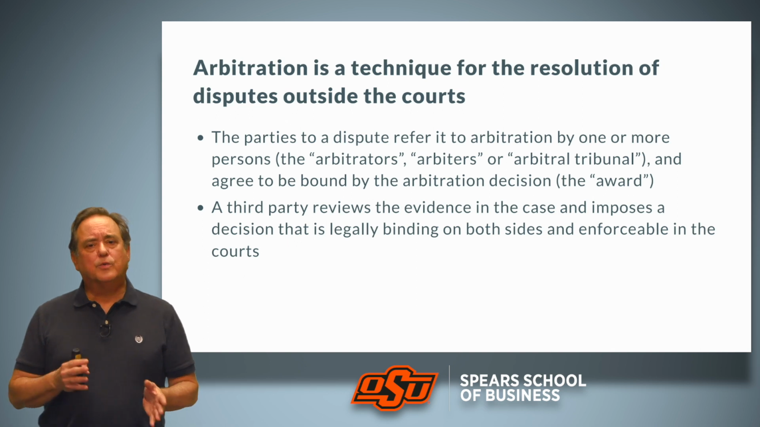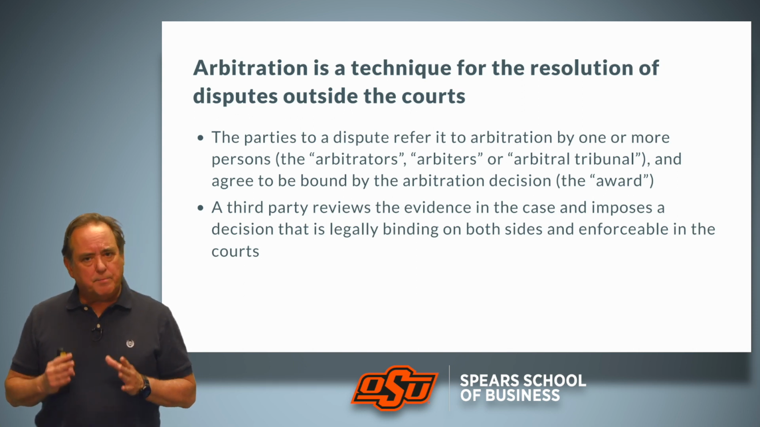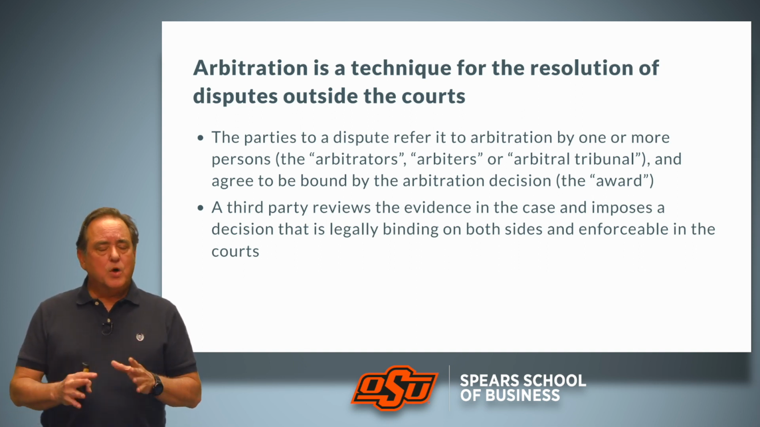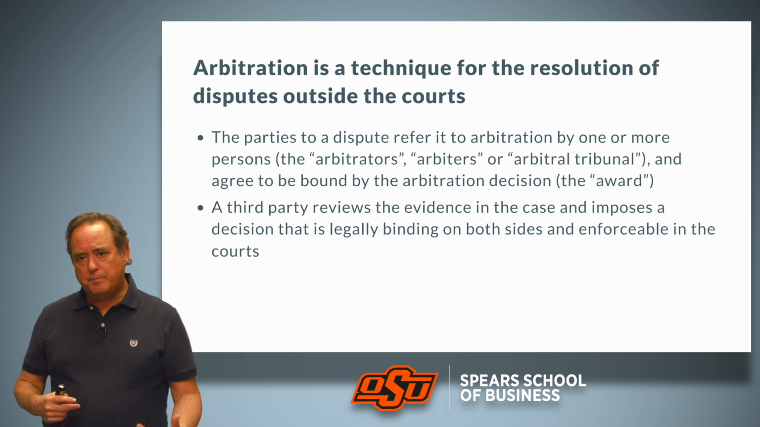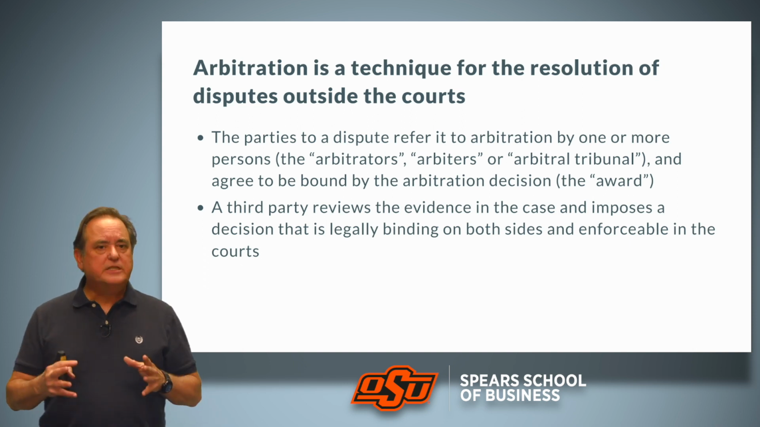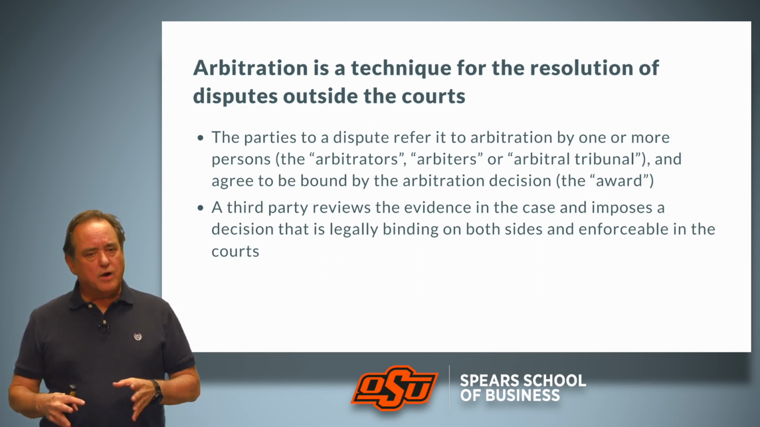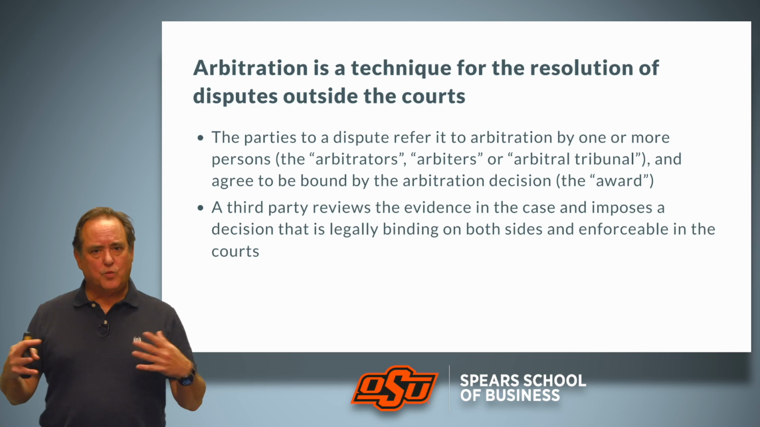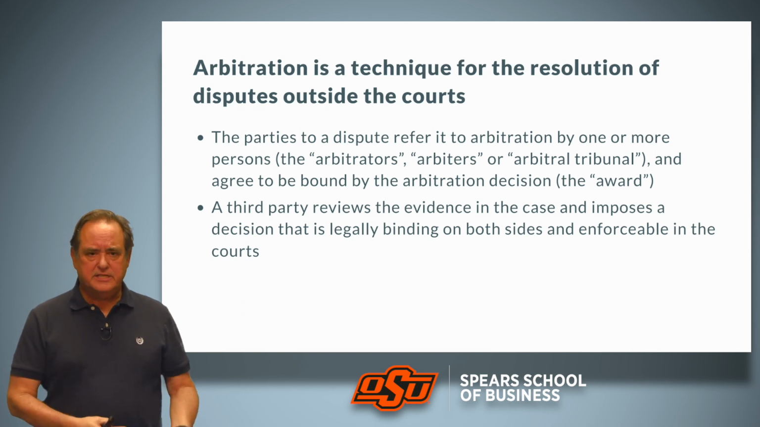So arbitration resembles litigation in many ways. There's a third party that's going to review the evidence in the case and impose a decision, and that decision is going to bind both sides, and it's going to be enforceable in the courts. The most important thing to take away from the study of arbitration is that arbitration is binding. If parties agree to arbitrate a dispute in their contract, the parties must arbitrate the dispute. And once the arbitration panel issues an award, that binds the parties to the award. There is no appeal. There is no right to continue the matter. There's no ability to go to a court and say, look, this decision wasn't fair.